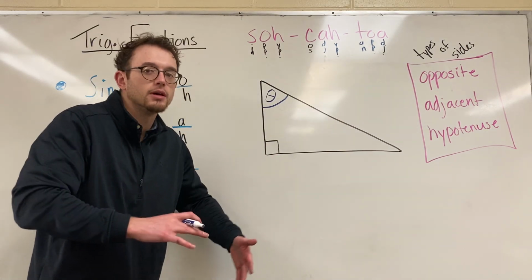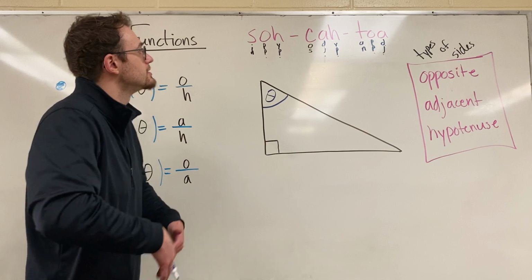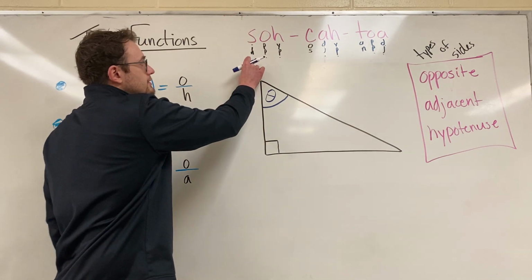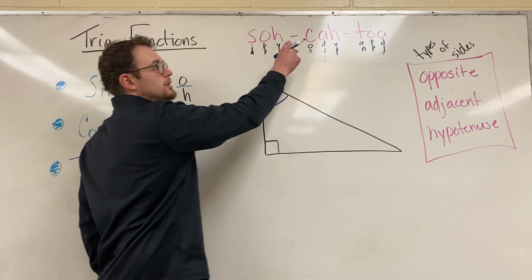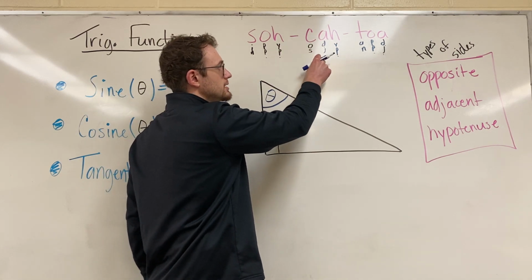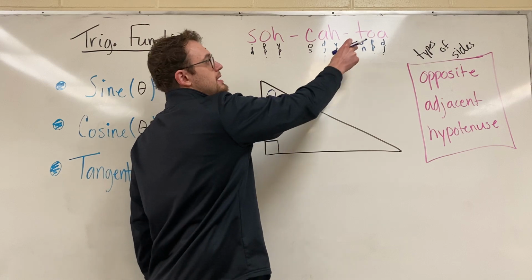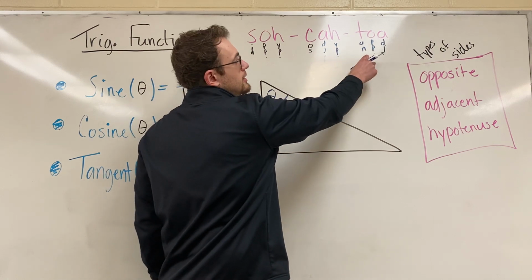SOHCAHTOA. Sine is opposite over hypotenuse. Cosine is adjacent over hypotenuse. Tangent is opposite over adjacent.